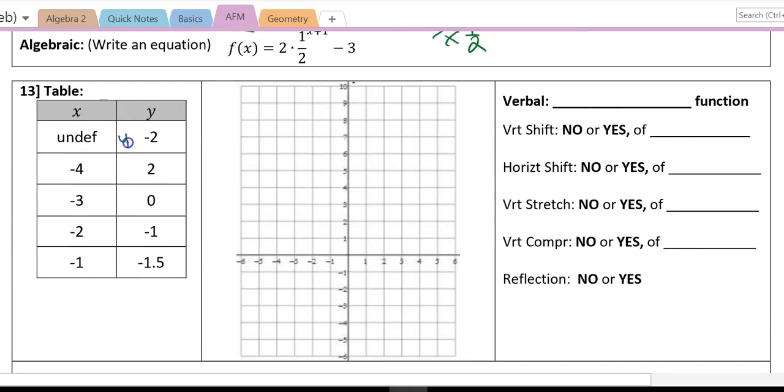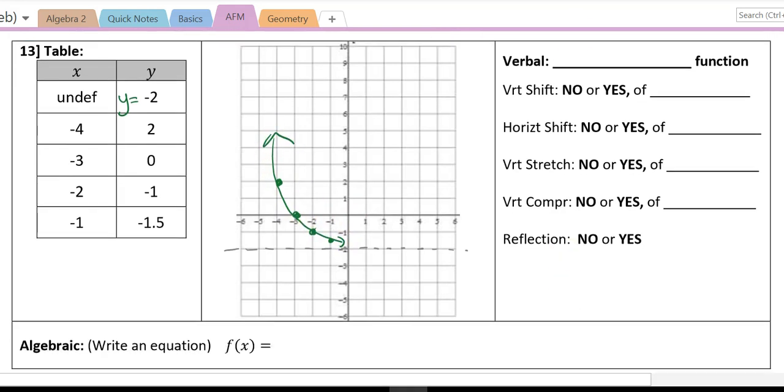This is saying undefined, so that's y equals negative 2. There's only one of them, so that suggests that it's an exponential growth or decay. Let's do our points. Negative 4, 2. So right here, and then negative 3, 0, negative 2, negative 1, negative 1, 1.5. So this is an exponential decay.